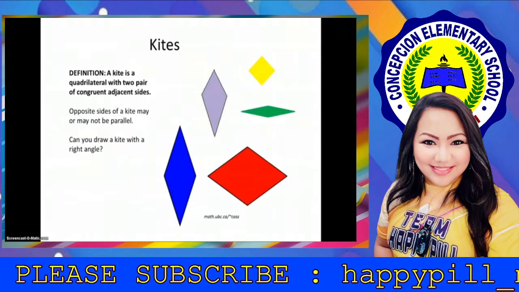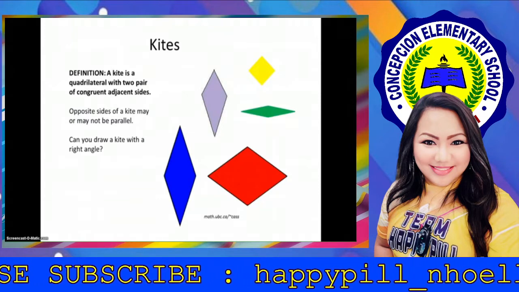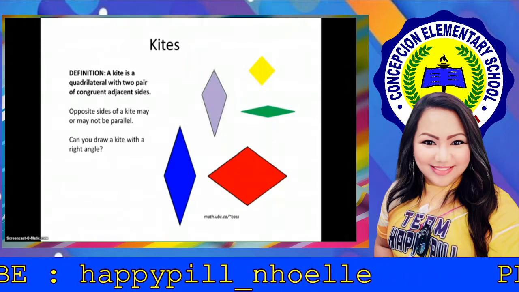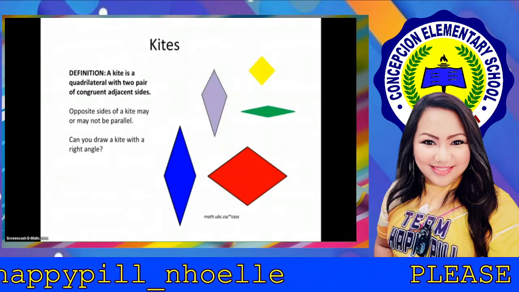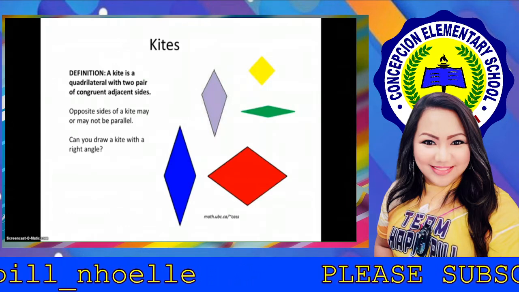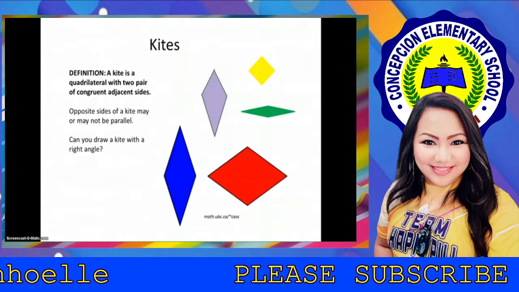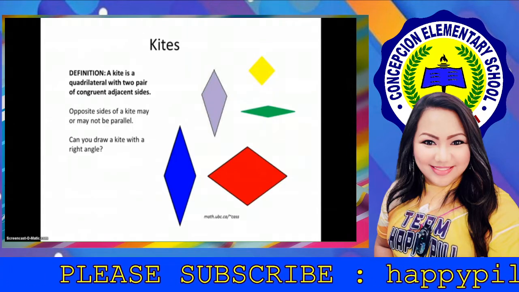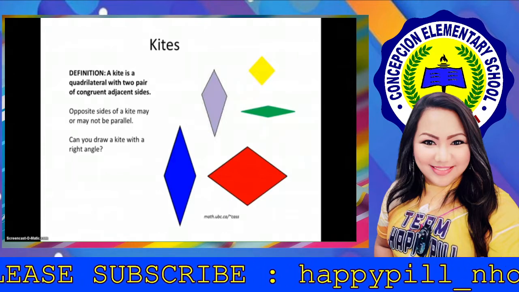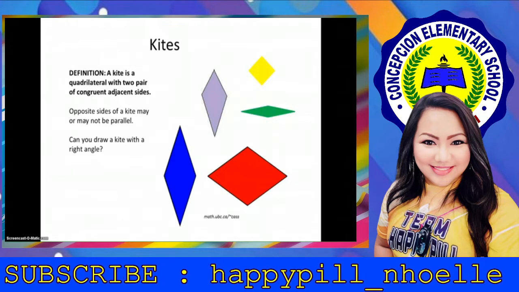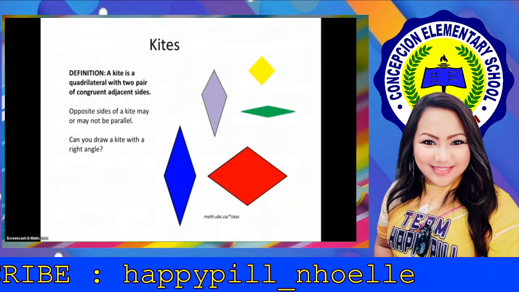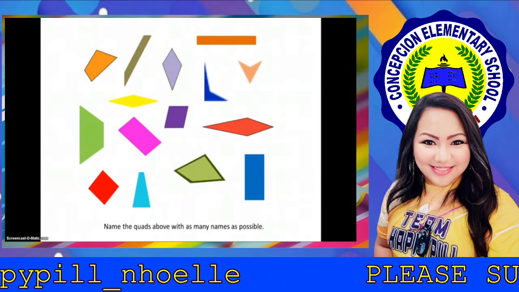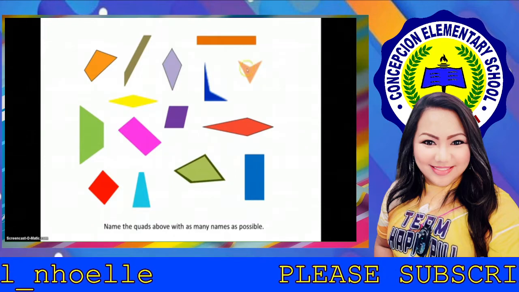A kite is a quadrilateral with two pairs of congruent adjacent sides. This time we're not talking about parallel opposite sides, we're talking about adjacent, or two sides that are next to each other. If you consider the purple kite here, the traditional kite shape when we fly it, notice that the two top sides are the same length and the two bottom sides are the same length. Opposite sides may be parallel or they might not. Can you draw a kite with a right angle? Name the quads above, giving as many possible names for each shape.